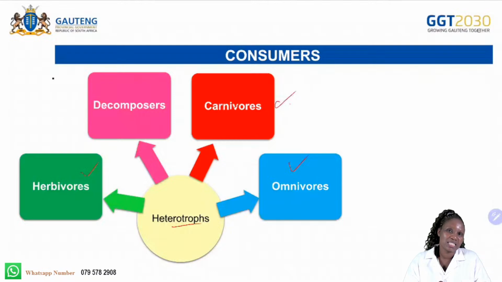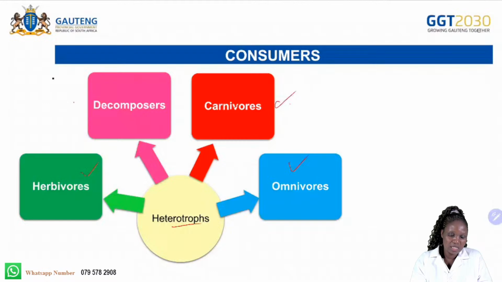And then we've got the scavengers. The scavengers are those animals that feed on meat, but they feed on dead meat. They go looking for dead meat. And then we also have the insectivores. These feed on insects only, like the chameleon.